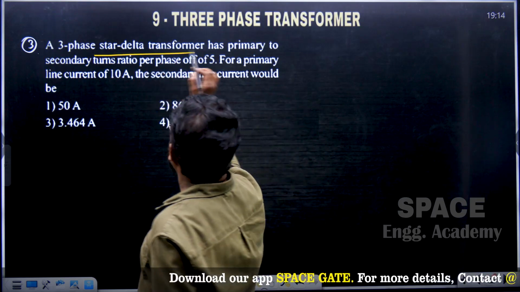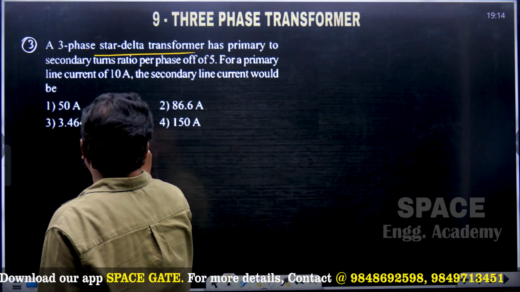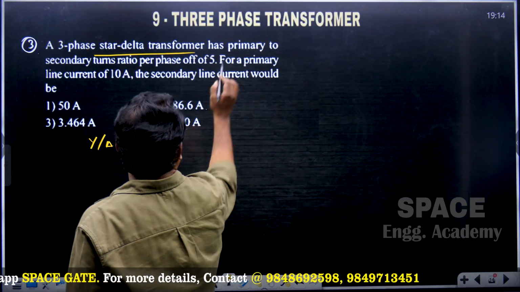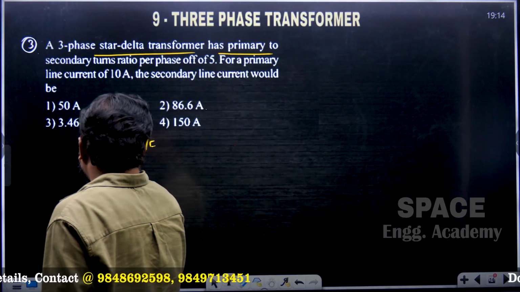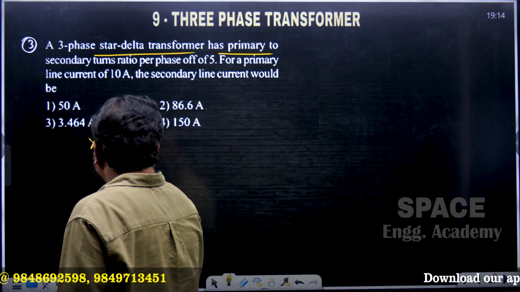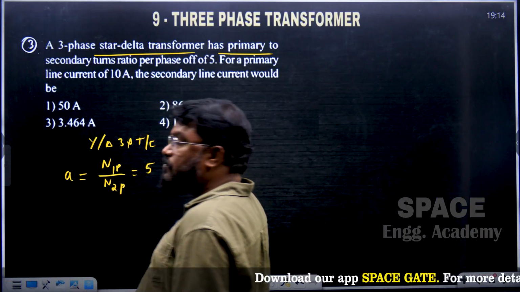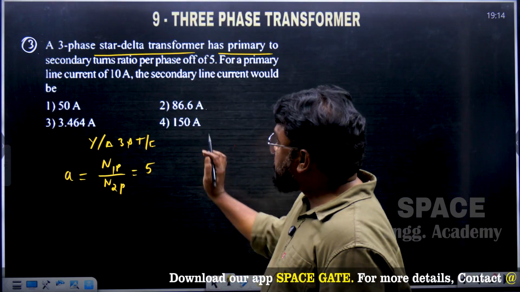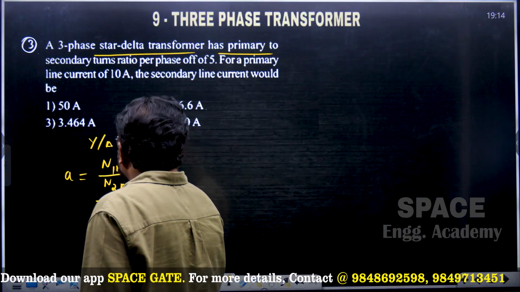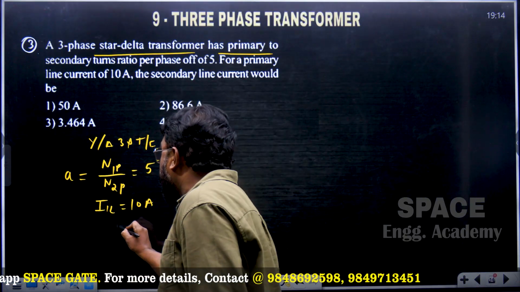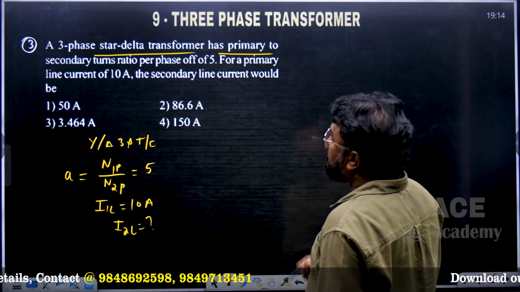In this question, it is given a star delta 3-phase transformer, and next the primary to secondary ratio is directly given as N1 phase divided by N2 phase equal to 5. We can take this as A. A is equal to N1 phase divided by N2 phase, that is equal to 5. And the primary line current I1L is equal to 10 amps. Now we need the secondary line current. So we need to calculate I2L. How do we calculate I2L in a star delta 3-phase transformer?